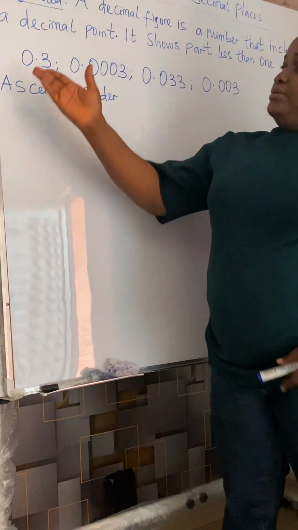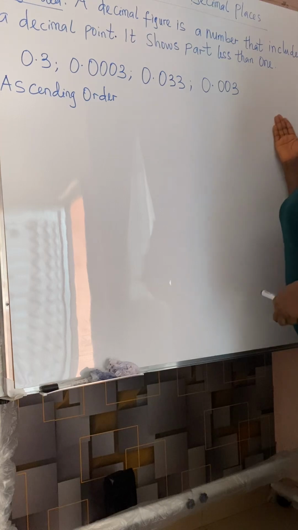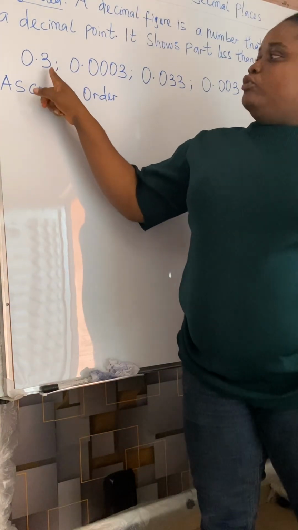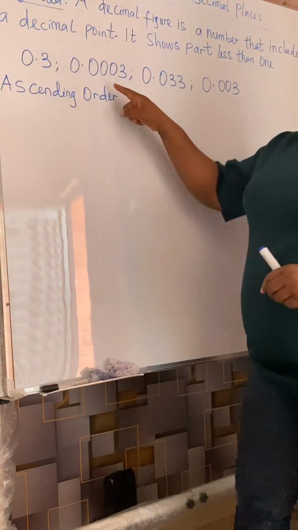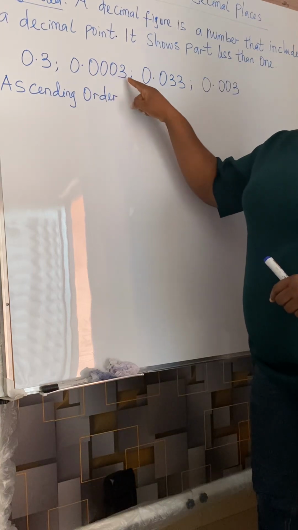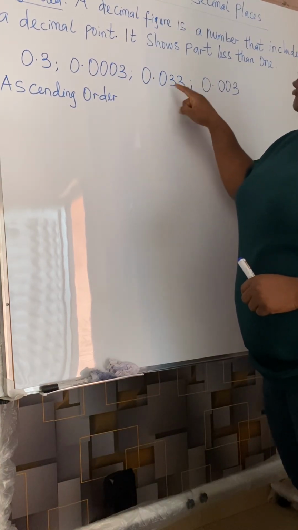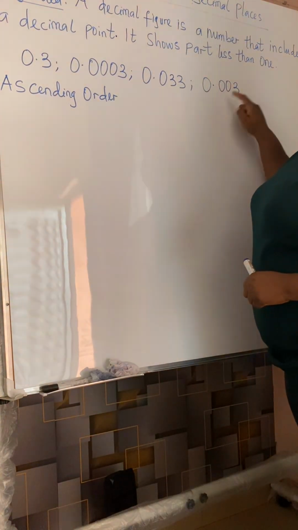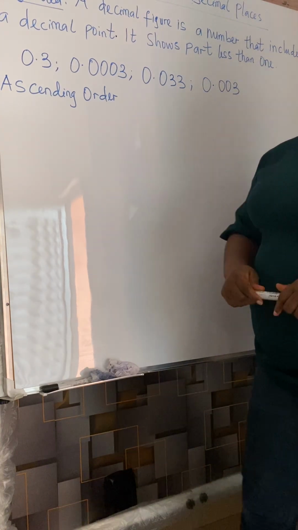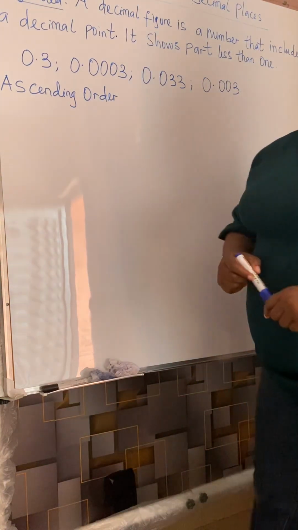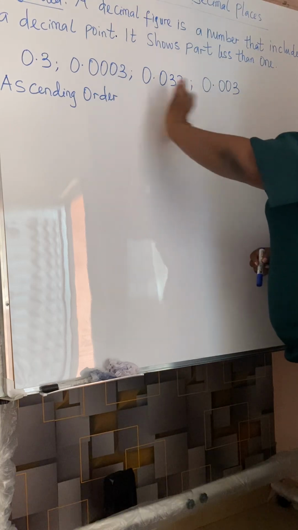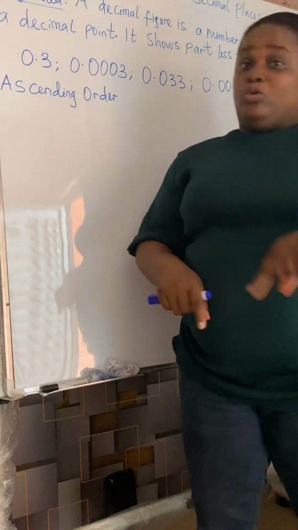We have these decimal numbers: 0.3, 0.0003, 0.033, 0.003. And the instruction is that we need to arrange these in ascending order.